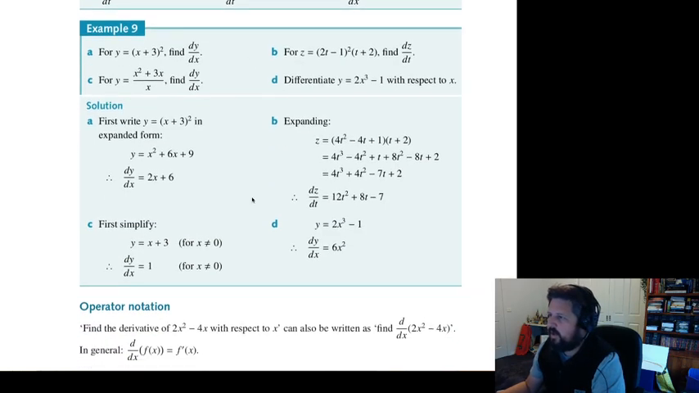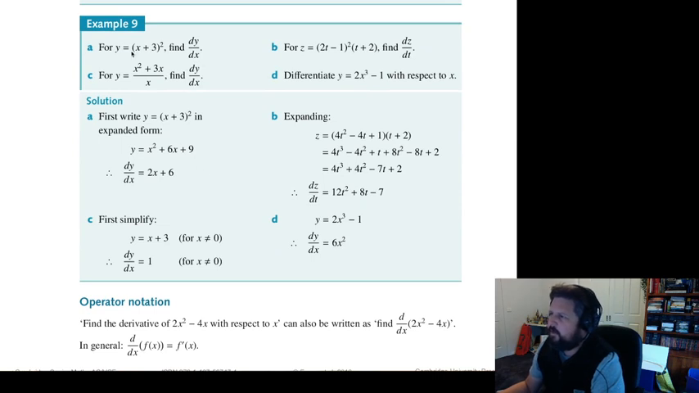Worked example number 9. Again, before you can work out the derivatives, dy dx, we need to expand these out. Yep. So again, it's a matter of expanding things out and then applying the processes we've had the chat about. Again, I believe each of these is achievable for all of you.